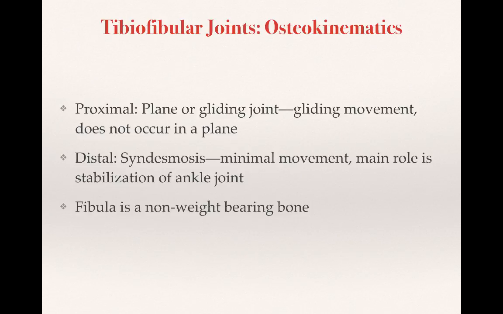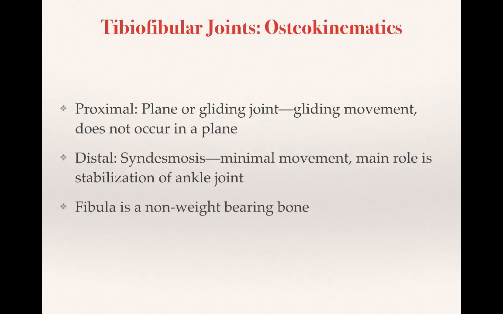Again, the fibula is a non-weight-bearing bone. So if the distal tibiofibular joint does not move, this means that the majority of the movement is at the proximal joint. So since there is that gliding portion, there is going to be small movements, and this bone doesn't move very much either. Most movement occurs with dorsiflexion of the ankle.